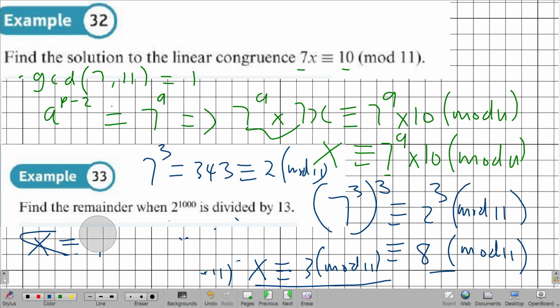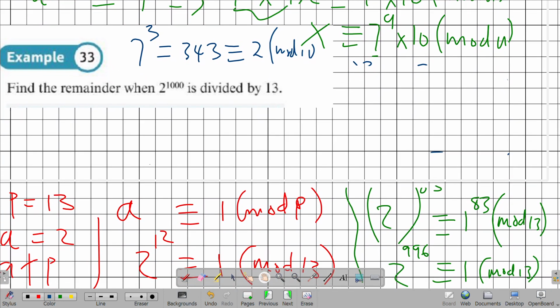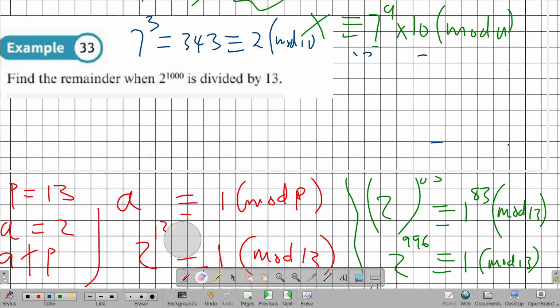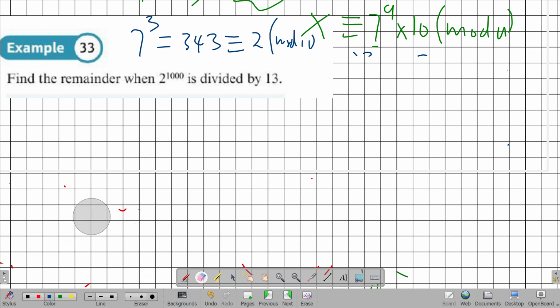All right. The next question, which is the last of my lecture, is: find the remainder when 2 to the power of 1,000 is divided by 13. So that's very interesting. If we divide by 13, first of all, let us look at the conditions that are placed in this theorem. Fermat's theorem tells us, can we look at the divisor? Is it a prime number? Yes, it is a prime number.